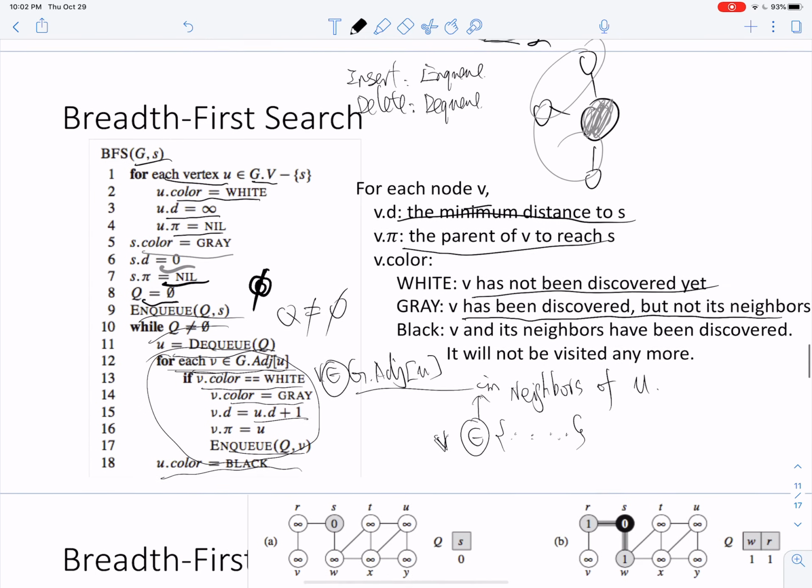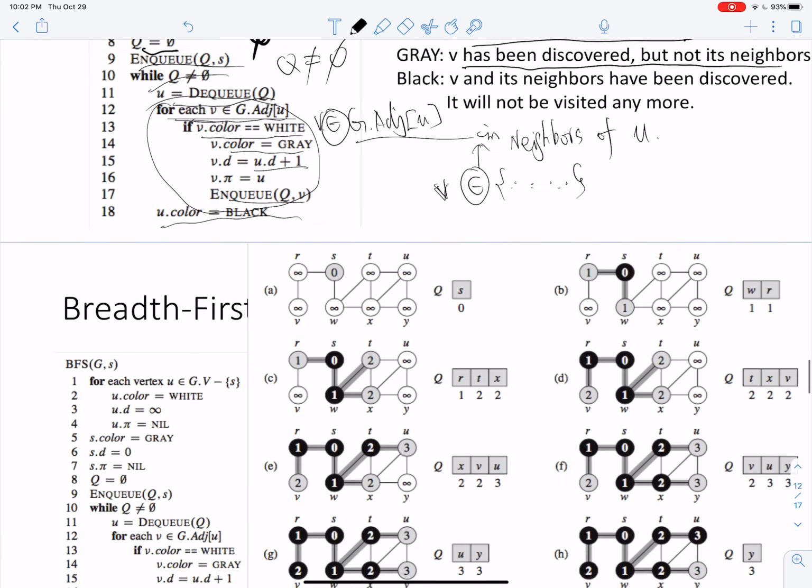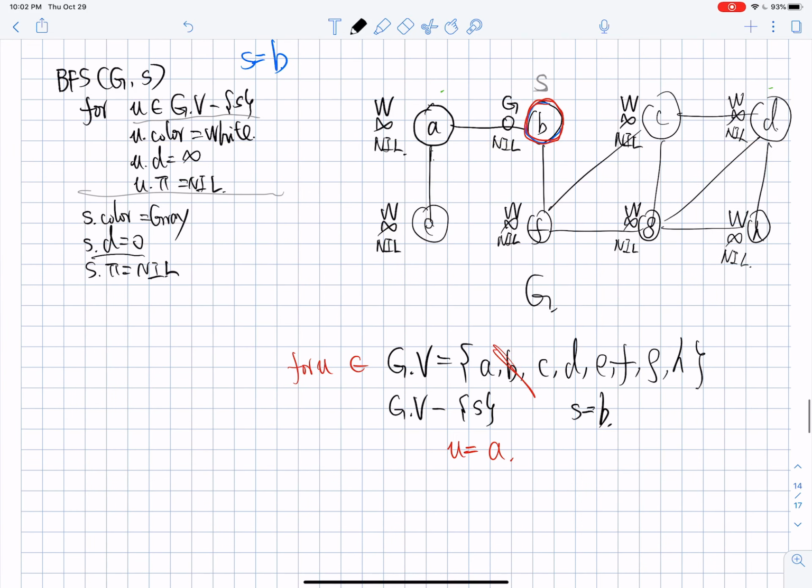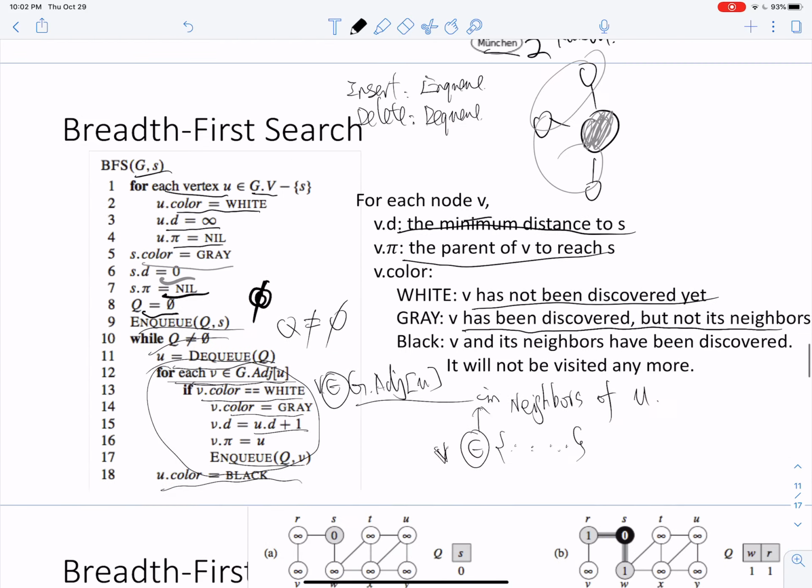The reason is that for the first node, v.d denotes the minimal distance from the source to the source. Let me ask you one question: what is the minimal distance from your home to your home? You are going to say, are you crazy? It's of course 0. Same here.